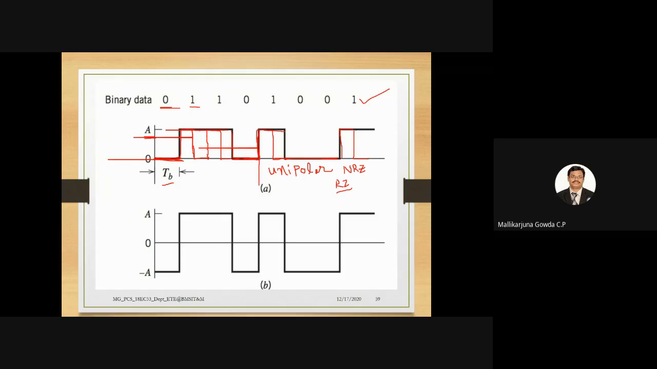So this duration, no? Till this it will be TB, right? So it will be high only for half of the bit duration. Only this time, this duration, it will be high. For the other half of the bit duration it will be low. Hope my point is clear for return to 0.